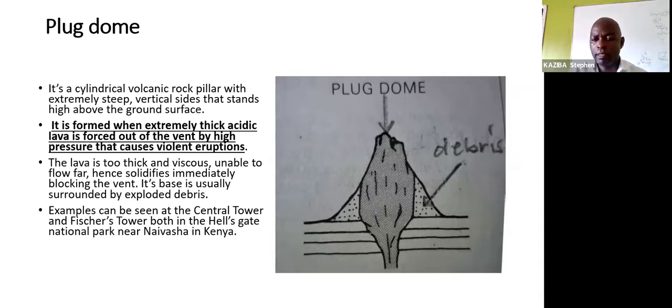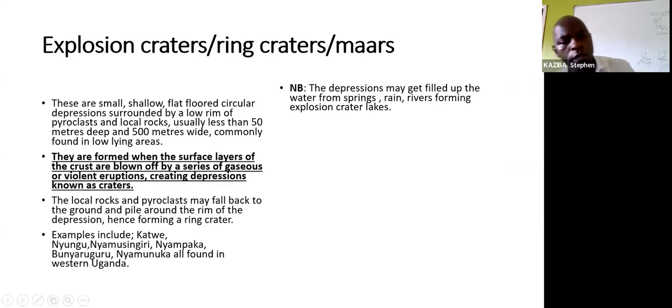So when you're done with that, you go to another landform, which is an explosion crater or ring crater or Maar. Now, with this one, you don't mention lava anywhere. So you begin by identifying an explosion crater. Then you describe a small, shallow, flat-floored circular depression surrounded by a low rim of pyroclasts and local rocks, usually less than 50 meters deep and 500 meters wide. Now, how are they formed?